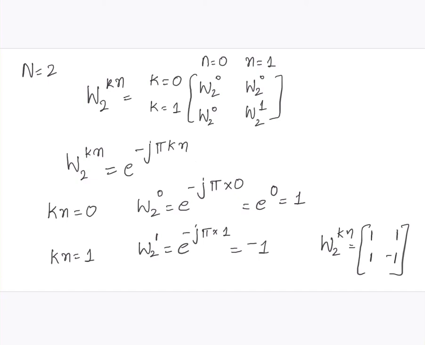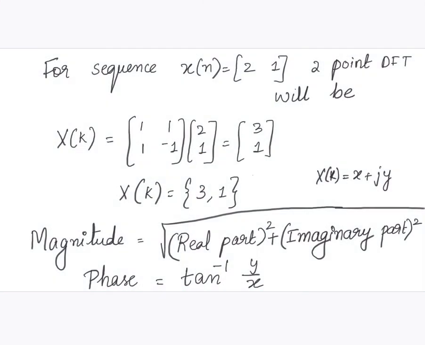So we can find out the equation. That is, kn equal to 0, if you consider W2 raised to 0, will be e raised to minus j pi into 0, which will be equal to 1, and kn equal to 1 will be equal to minus 1. So the general matrix can be written for a 2-point DFT as 1, 1, 1, minus 1. So, for example, for a sequence x of n equal to 2, 1, to find out the 2-point DFT, x of k will be the given matrix multiplied with 2, 1, which we obtain as 3 and 1.